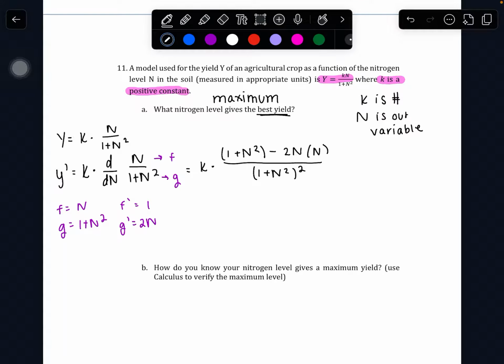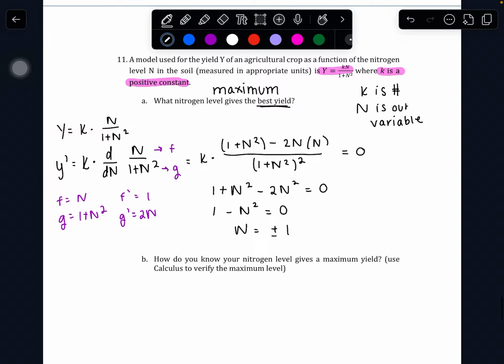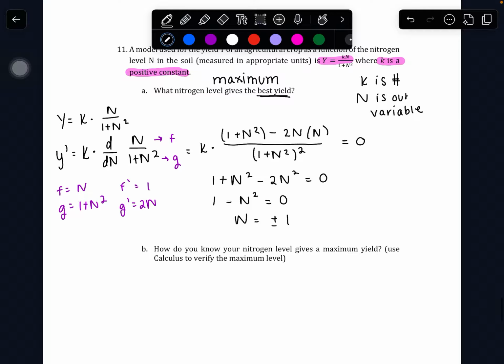All right, so I'm going to set this equal to 0. A fraction is equal to 0 when its numerator is 0. So all I need to know is when this is equal to 0. So I get 1 minus n squared is equal to 0. So n is going to be plus or minus 1.